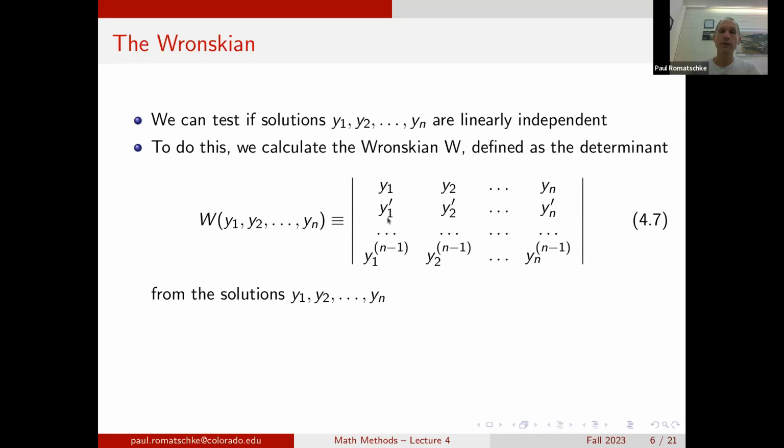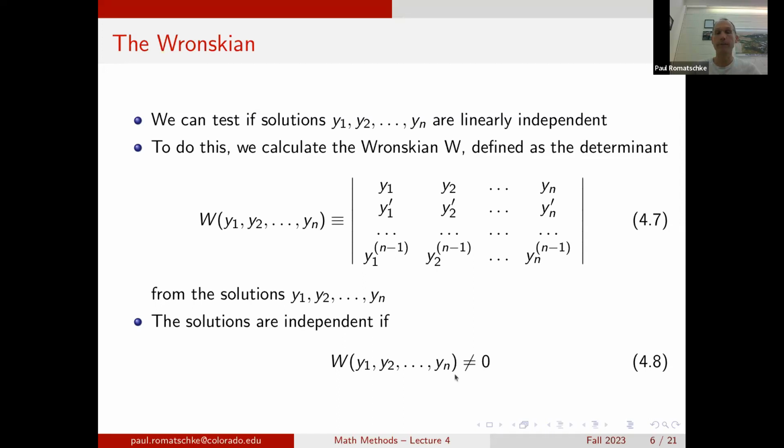The next row is the first derivative of these functions, so y1 prime, y2 prime, all the way to yn prime. And then it continues with the second order derivatives, third order derivatives, and so on, until in the last row, we have the (n-1)th derivative of the first solution, the (n-1)th derivative of the second solution, all the way to the (n-1)th derivative of the solution yn. The point is that if this Wronskian, the determinant of this matrix, which is denoted as W of the solution functions y1 to yn, is non-vanishing, then the solutions are independent.